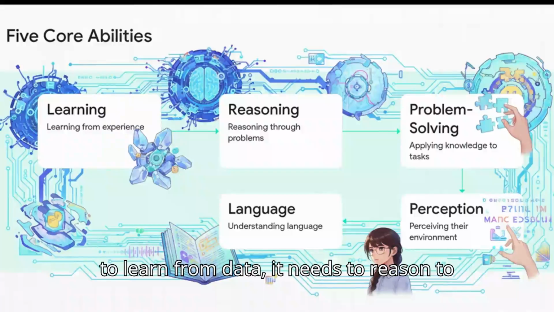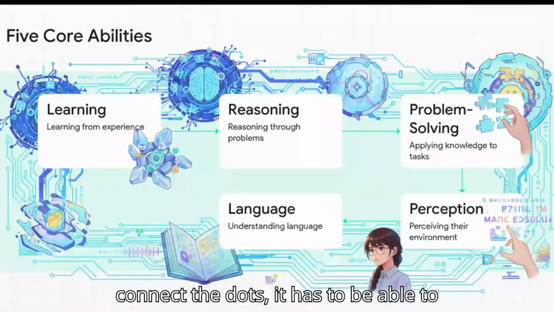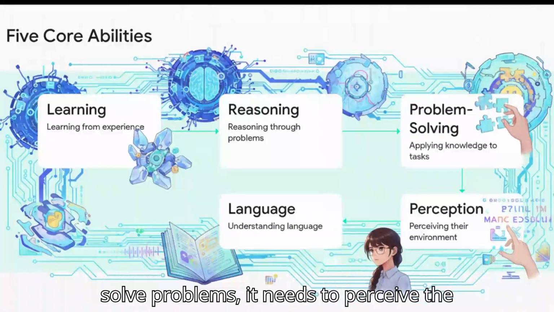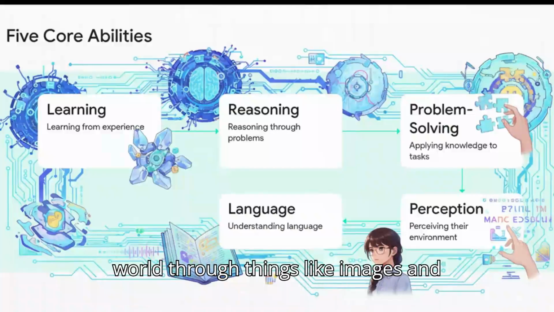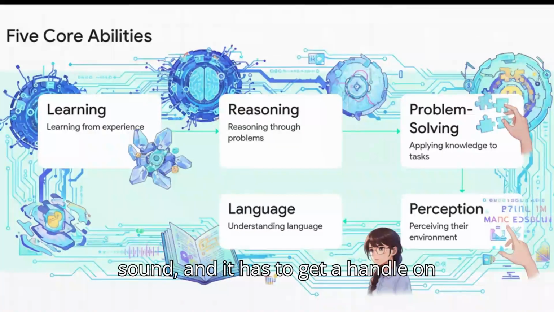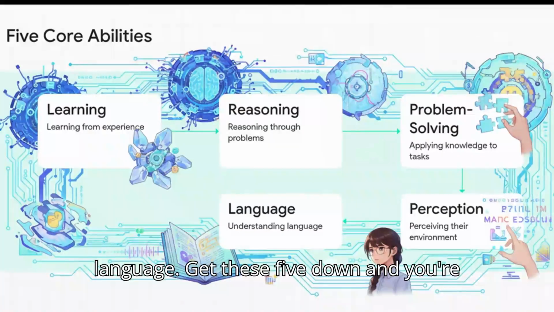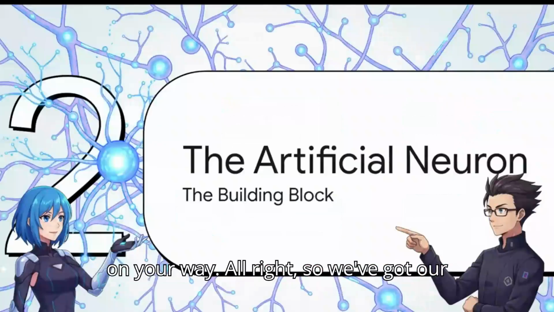It has to learn from data. It needs to reason to connect the dots. It has to be able to solve problems. It needs to perceive the world through things like images and sound, and it has to get a handle on language. Get these 5 down and you're on your way. All right, so we've got our blueprint.